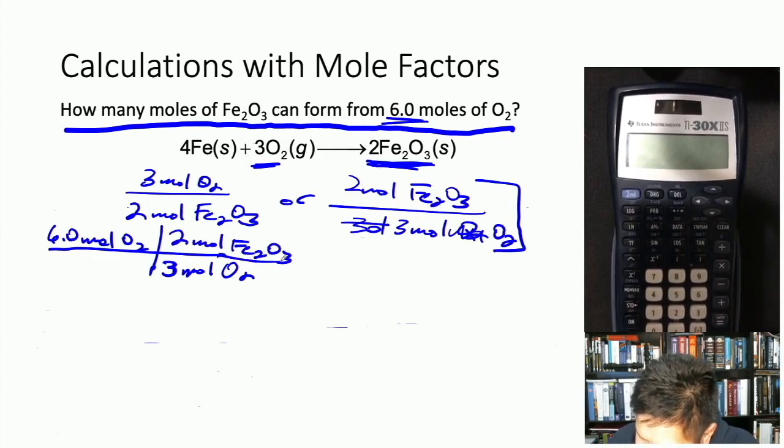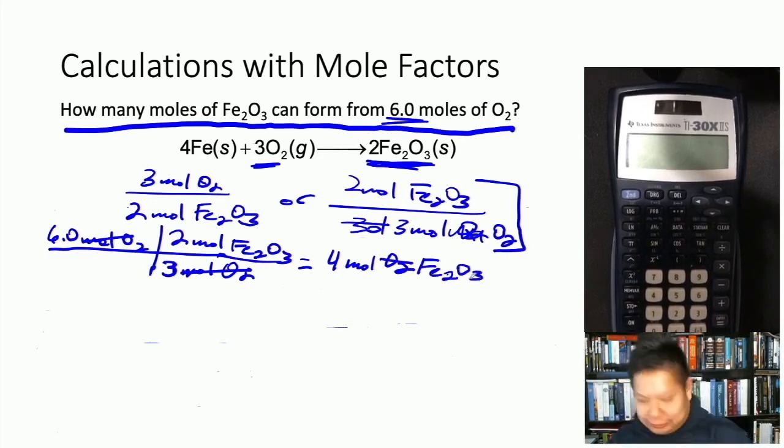Easy stuff, right? 6 times 2 at the top is what? 12, right? And then 12 divided by 3 is 4. So that gives us 4 moles of... See, this is what happens when you forget to cross things out. Moles of oxygen go away, right? You're only left with moles of iron oxide. So it should be 4 moles of iron oxide. 4 moles of iron oxide, right?